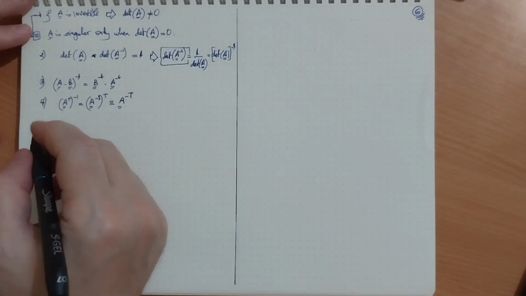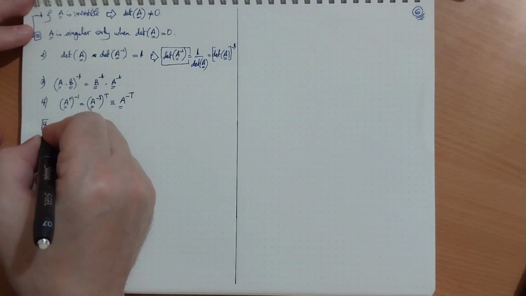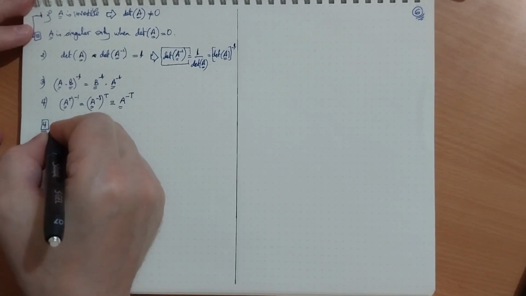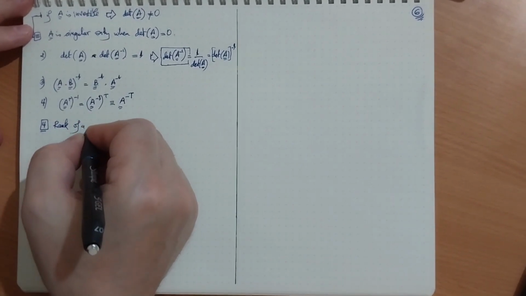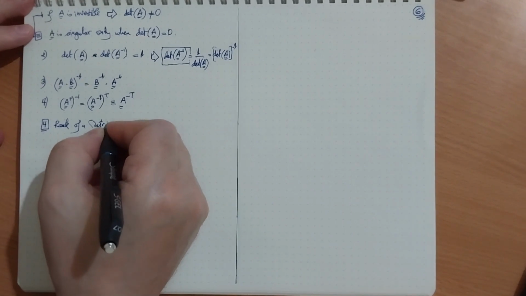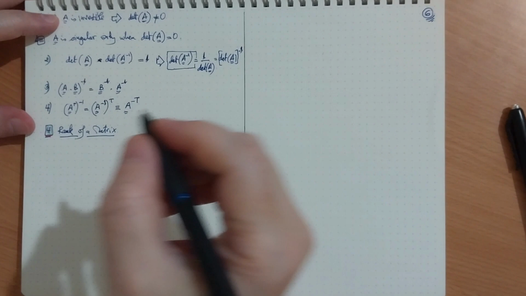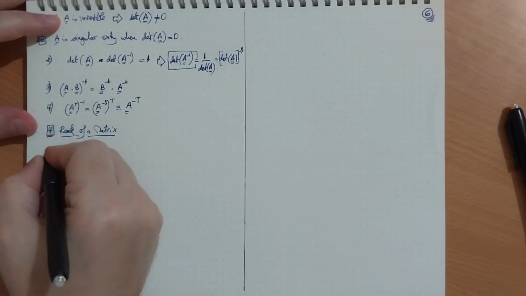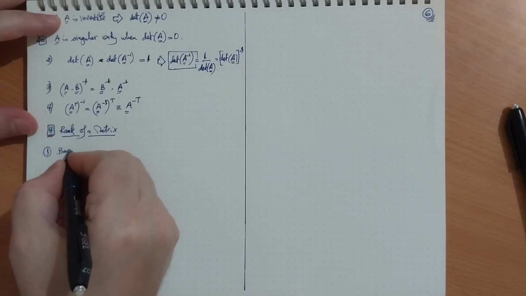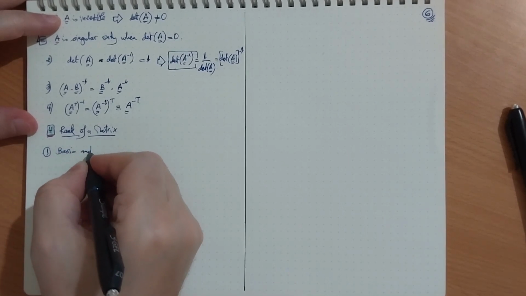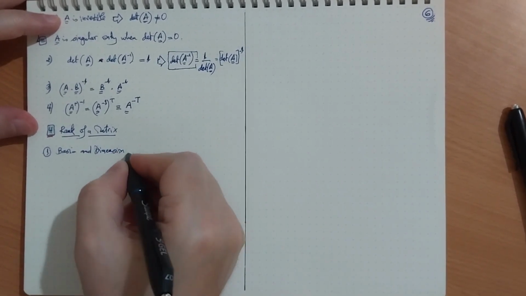Let's move to the fourth point in this section, rank of a matrix. The first point in this section is basis and dimension of a vector space.